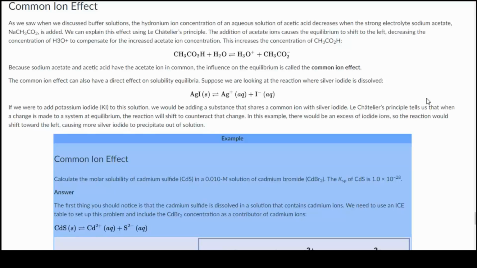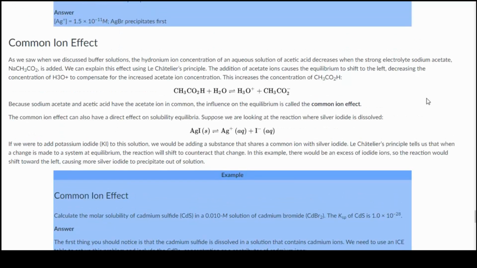We also have what's called the common ion effect, and that's going to have a direct effect on the solubility. Remember, this is an equilibrium. So when we insert, let's say we're looking at this silver iodide equilibrium. If we insert more iodine, how is that equilibrium going to shift? Well, by increasing the concentration of the iodine, we are shifting to the left towards more precipitate. So we need to be aware of how those ions will shift.